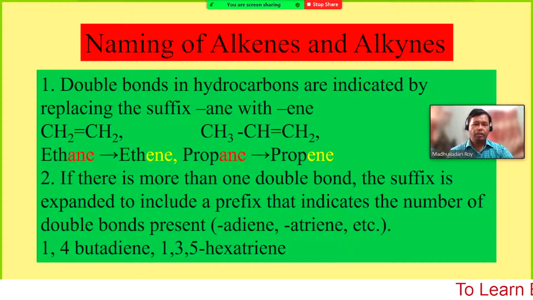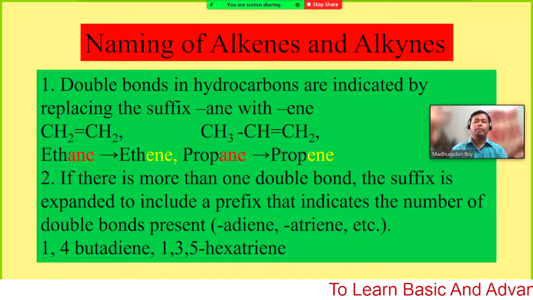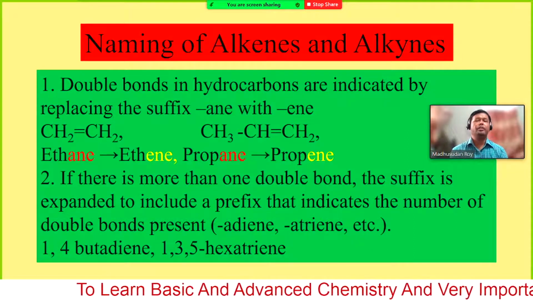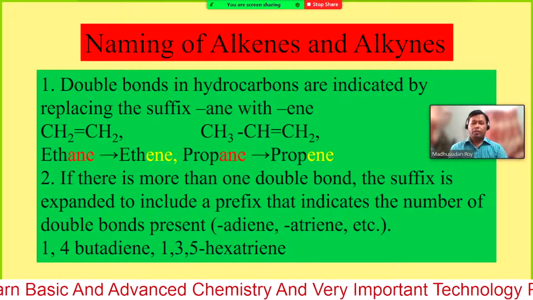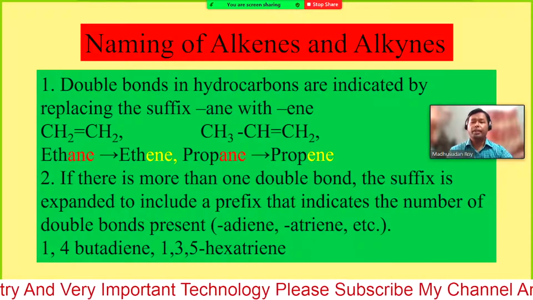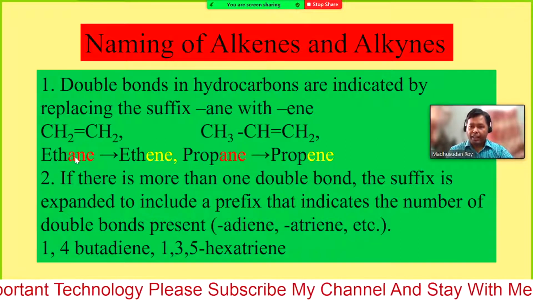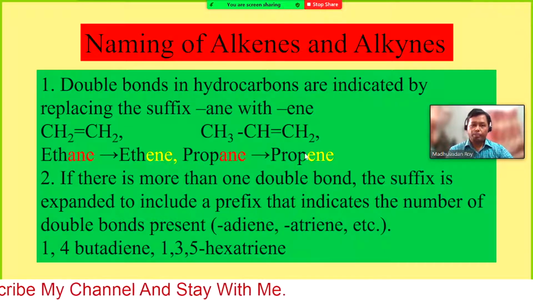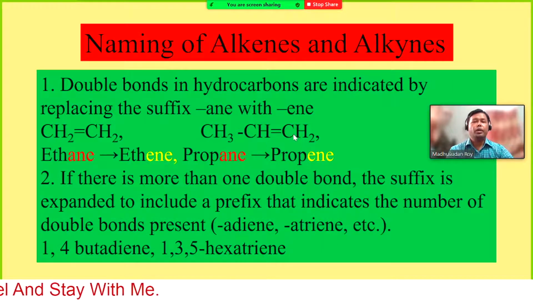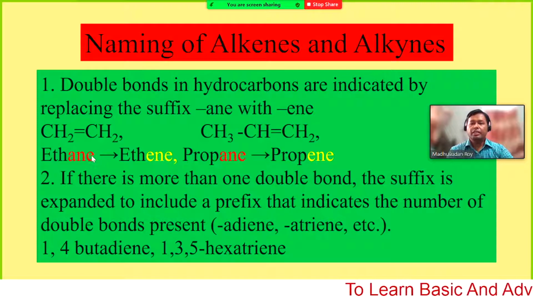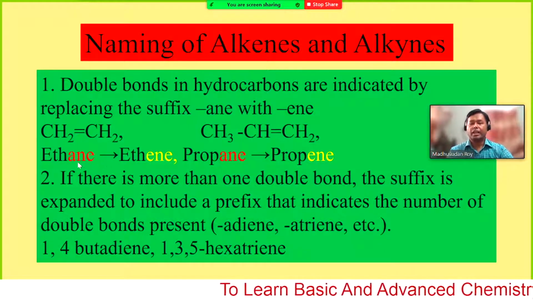This applies if you have a single double bond or a single triple bond. If you have multiple double bonds or multiple triple bonds, we will change it a little bit. I will mention that in the next slides. So for a double bond, we change the name by replacing ane with ene: ethane becomes ethene, and then propene, which is the 3-carbon alkene. In case of alkynes, we will write yne in place of ane. In the next slide I will show.